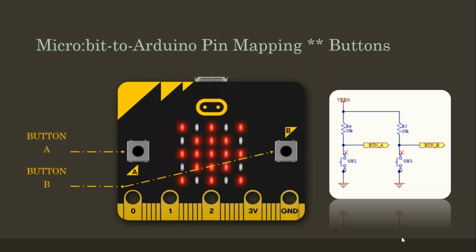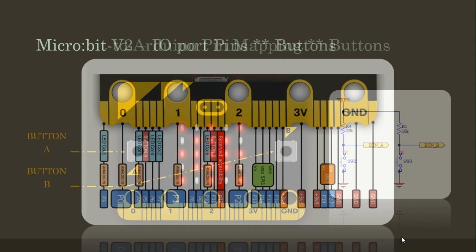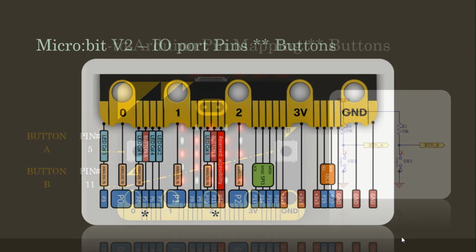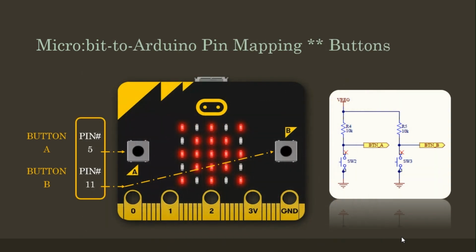Let's move on to the next topic. The device has 2 buttons labeled A and B located on each side of the built-in LED matrix. These buttons serve as input for the microcontroller. The port pins for these buttons can also be found on the edge connector, specifically on P5 and P11. Therefore, in an Arduino sketch, the pin numbers for these buttons will be 5 and 11.